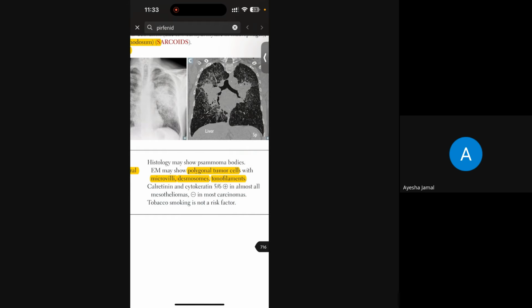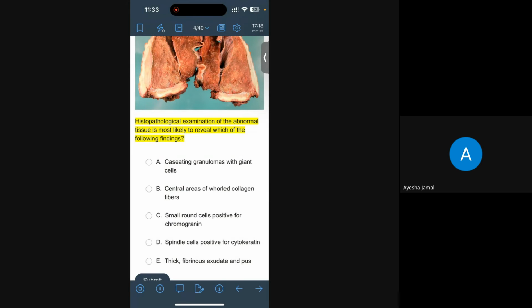Okay. Let's move back to the answers. Which option, A: caseating granulomas with giant cells. You will see this in which disease? Caseating granulomas. Tuberculosis, TB. Yes, you will see this in tuberculosis.